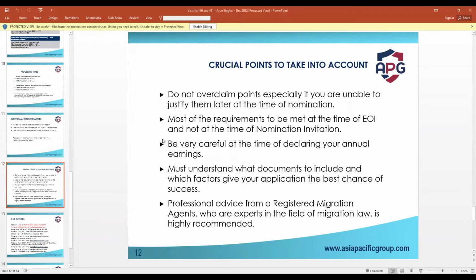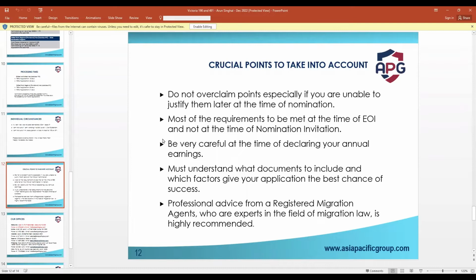Okay, so there are some crucial points to take into account. If you are lodging or providing your documentation and getting professional help through a migration agent, or even if you're doing it yourself, please don't overclaim your points if you cannot back them up, okay? The problem is not getting the invite. You can get the invite easily if you provide information or details which are not relevant.